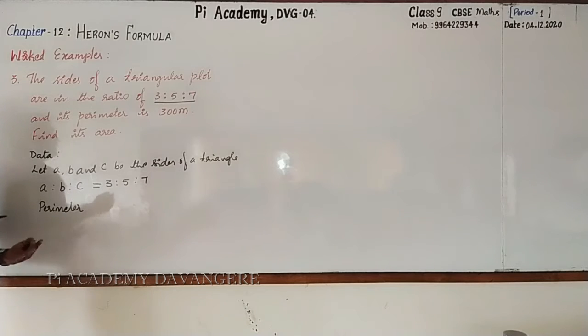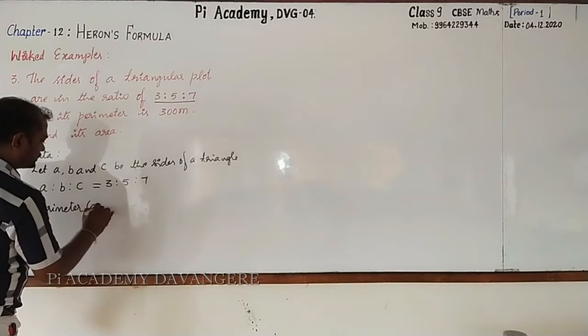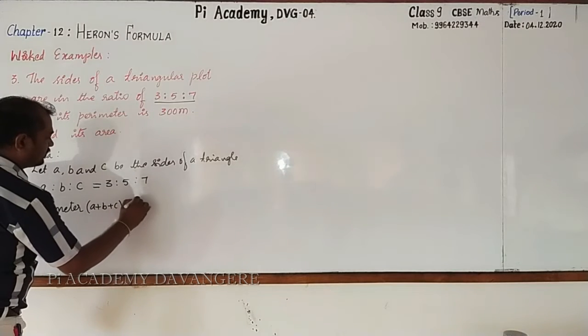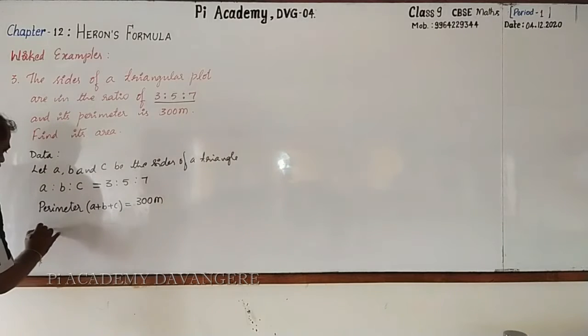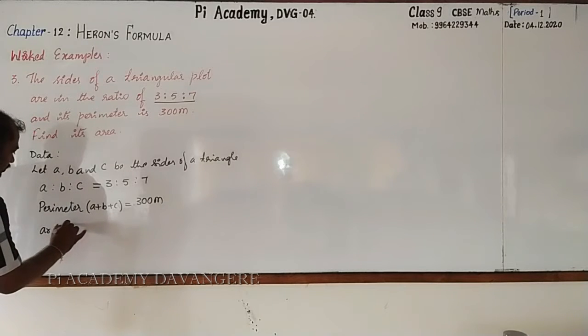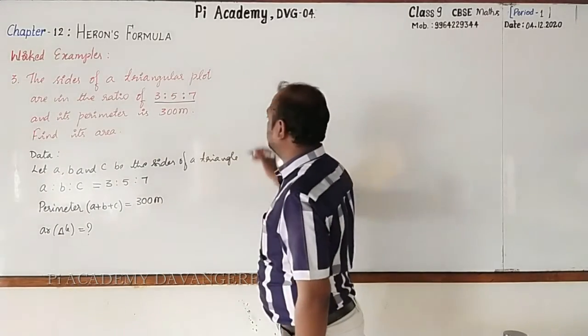Perimeter is nothing but the sum of all the three sides. In brackets I'll write A plus B plus C. It is equal to 300 meter. With this information, we are going to find out the area of the triangle. Here, let us find out that.